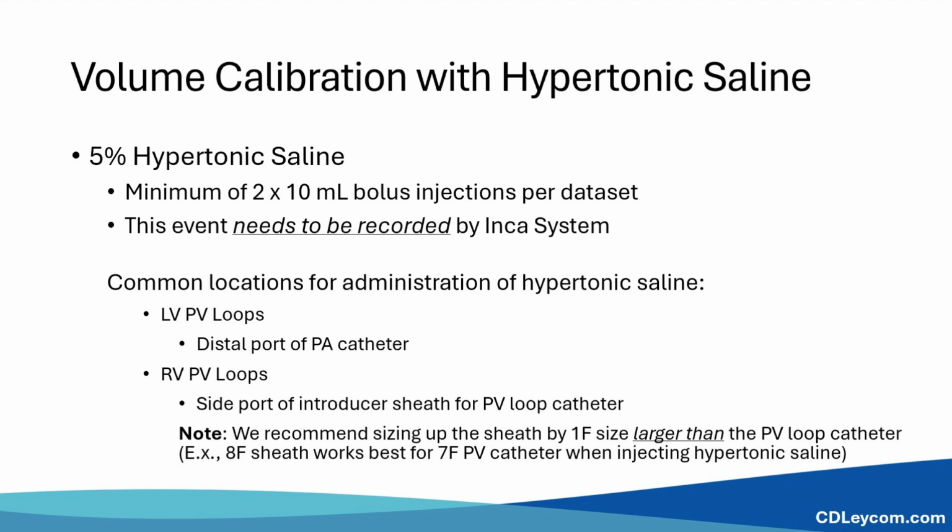in dataset 2. Each dataset needs to be calibrated separately, which means that dataset 1 and 2 in our TAVR example will each require an average cardiac output value provided by some external reference and a PV loop recording of a 10 milliliter bolus injection of 5% hypertonic saline.